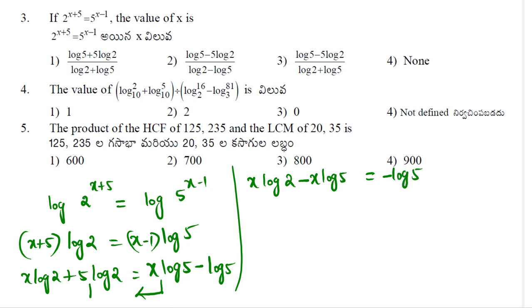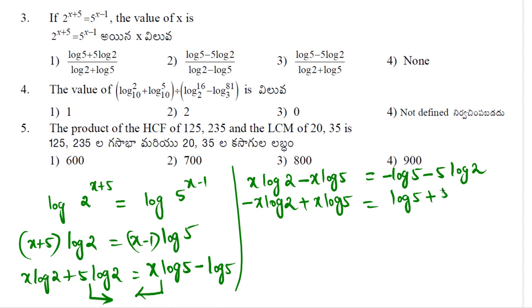Then send this 5 log 2 which is on the left side to the right side. So that will become minus 5 log 2. There are 3 minus symbols in the equation. So multiply the entire equation with negative 1. Change the signs of all the terms. So you get minus x log 2 plus x log 5 equal to log 5 plus 5 log 2.